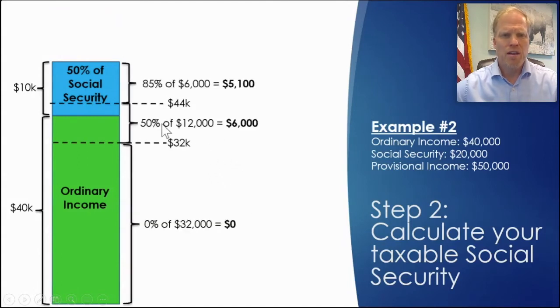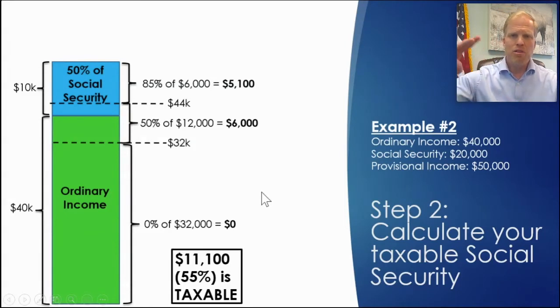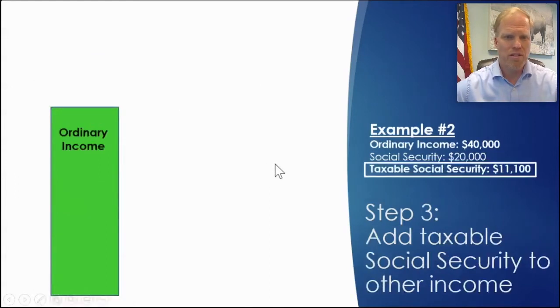And we find that we pay a total of $11,100, or 55% of our Social Security is taxable, simply by rearranging where we're getting our income from. By having more ordinary income and less Social Security, we're going to pay a larger amount in taxes on our Social Security benefits. Let's add in a third piece. It'll seem a little complex, but now we want to talk about cap gains and how that's going to work in this.